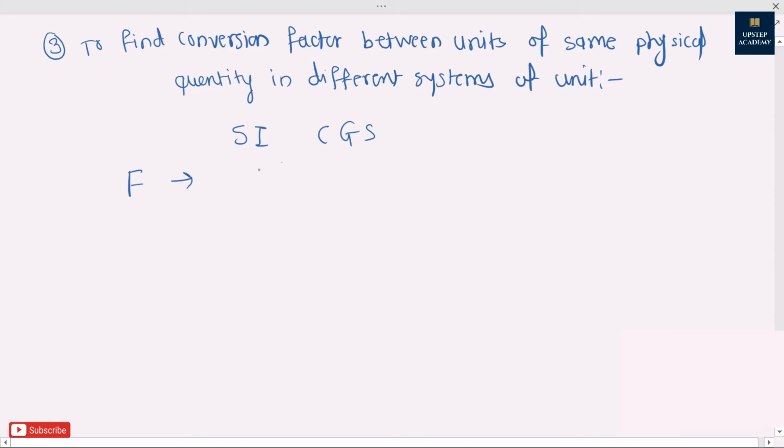What is the SI unit of force? The SI unit of force is Newton and the CGS unit of force is dyne. Let us find the conversion factor between Newton and dyne. Let's say 1 Newton is equal to X dyne. So what exactly we have to do? We have to find out the value of this X, and then we'll say that the relation between Newton and dyne is 1 Newton is equal to that much dyne.